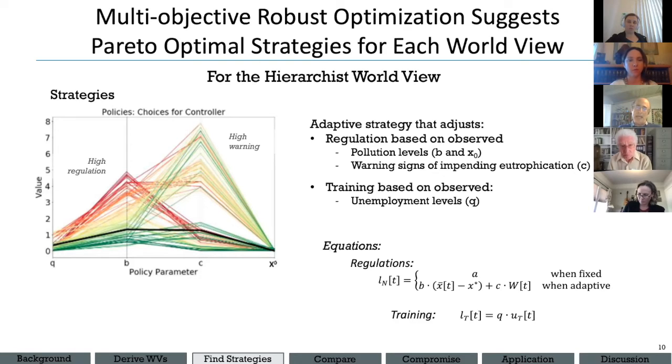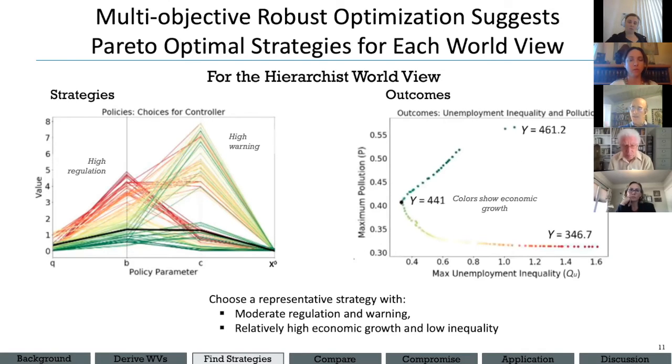Essentially three clusters: one that pays a lot of attention to warning, some that pay a lot of attention to the level of pollution and adjust regulations based on that, and others which are balanced between the two, and they pretty much all have the same level of training and the same target level of pollution. These strategies generate a range of trade-offs among the outcomes. This is the Pareto surface. This is three-dimensional, the colors are one dimension, showing size of the economy, inequality, and environmental impact. For the purposes of comparing the hierarchists to the others, we pick a representative strategy right at the knee of the curve. This one has moderate regulation and warning, and has relatively high economic growth, relatively low inequality, and a middling level of pollution.